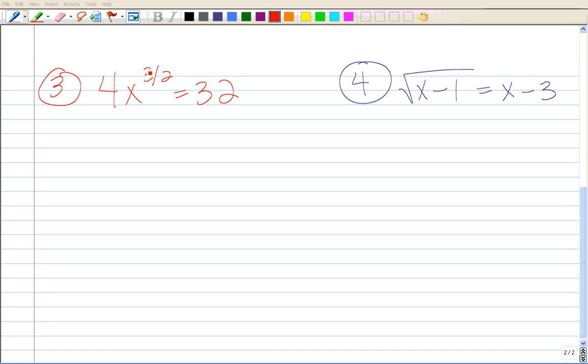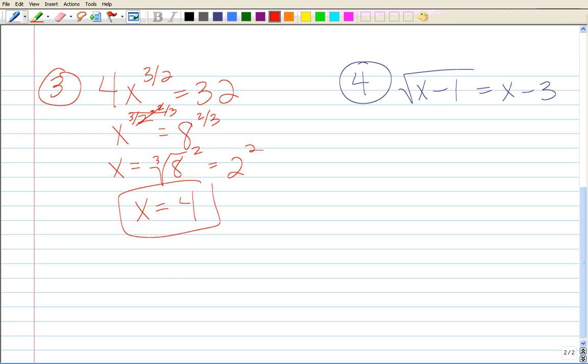Number 3, 4x to the 3/2 equals 32. I'm going to divide both sides by 4. And then to get rid of that 3/2 exponent, multiply it by 2/3, and do that to the other side exponent as well. So this cancels, we're left with x equals, so this is saying the cube root of 8 squared. The cube root of 8 is 2, and 2 squared is 4. And there's our answer. Next problem.